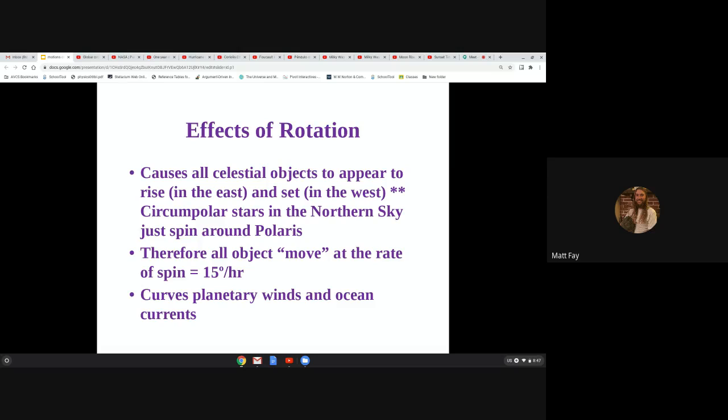We also saw that in the northern sky, we have the star Polaris that doesn't appear to move, and the stars around Polaris, which are called circumpolar stars, make circles around Polaris, again, because of Earth's rotation.